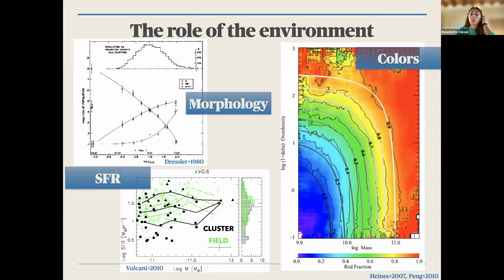Finally, we can also look at the star-forming properties, and here we see in black the cluster galaxies, in green the field galaxies, and we have again the star formation rate-mass relation. While cluster galaxies can be as star forming as galaxies in the field, there is a population of cluster galaxies with reduced star formation rate that stay well below the typical relation, suggesting that there must be something that suppresses the star formation in a cluster.